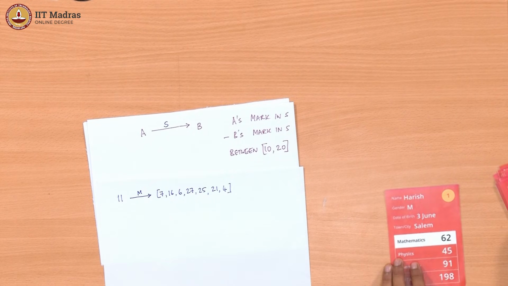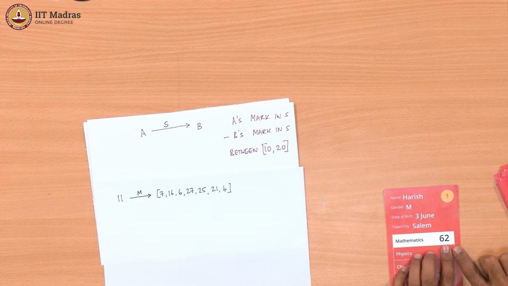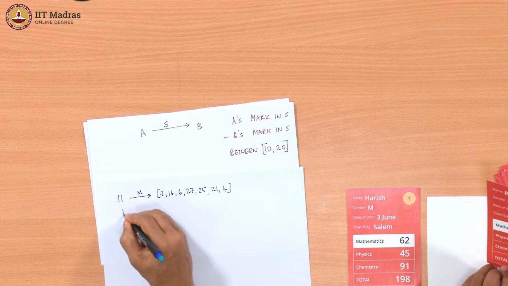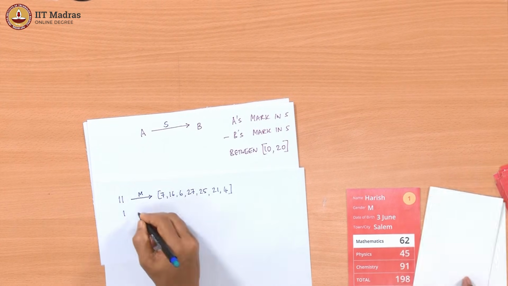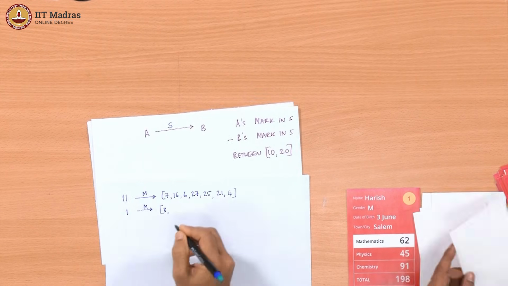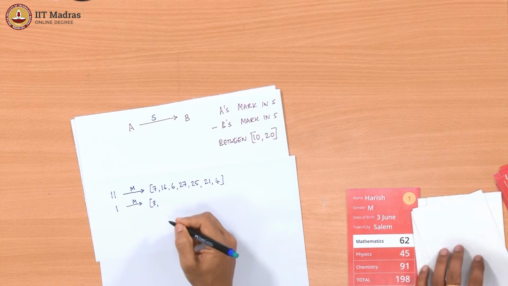So Harish is 1, 62. So who can Harish mentor? 42 to 52. 42 to 52. Okay. So Rida 3 is out, is out, is out, out, out, 12.